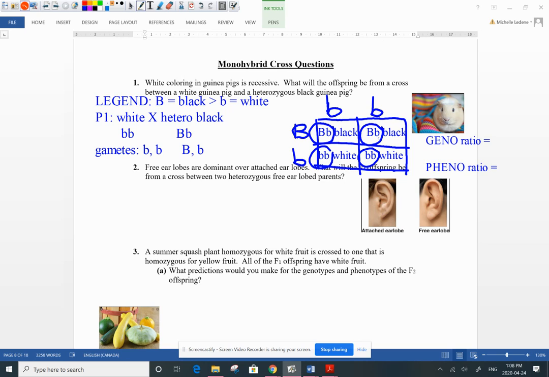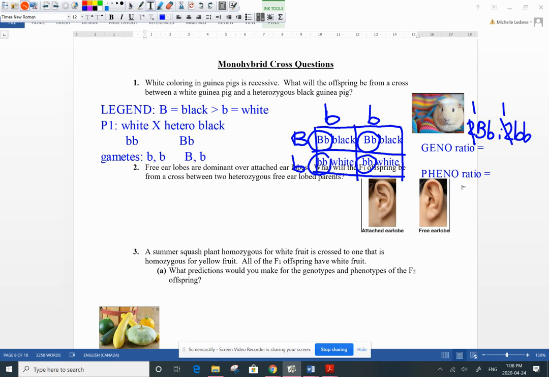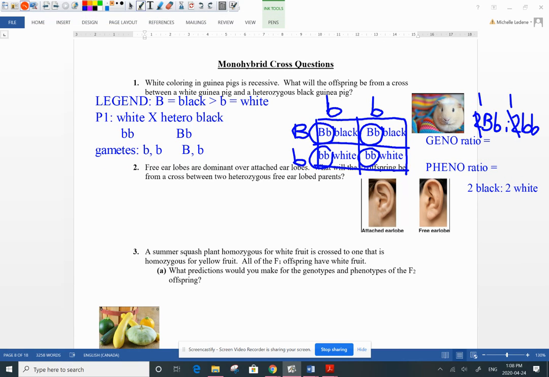What's my genotype ratio, the letters? Well, there are two big B, little b, two heterozygous to two little b, homozygous recessive. Is that lowest terms? No, I reduce it. 1 to 1 is my lowest terms. So what are the phenotypes, the physical appearances? What do these guinea pigs look like? Well, there's two black guinea pigs to two white guinea pigs. Again, is that lowest terms? Ask yourself, can I reduce that? Yeah, if I divide by 2, now I've got one black to one white.